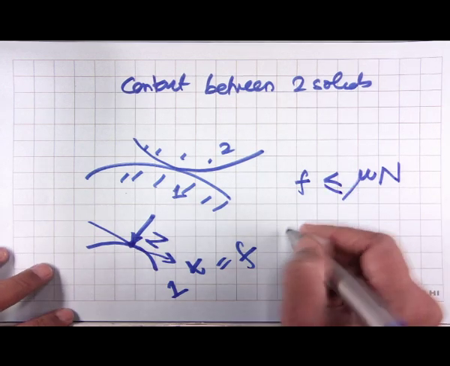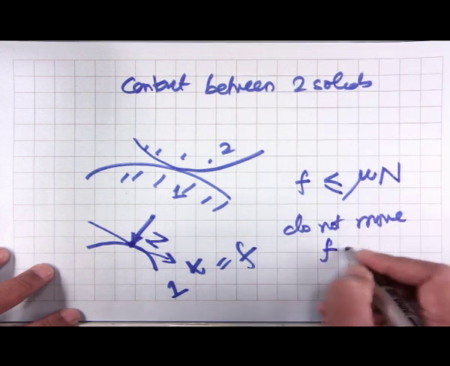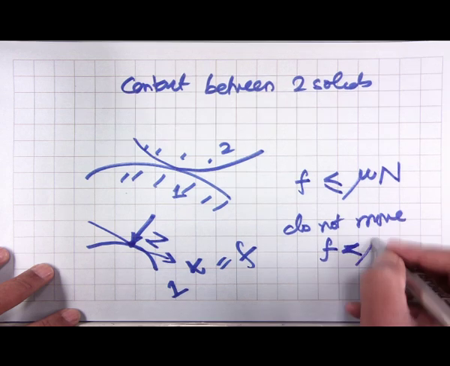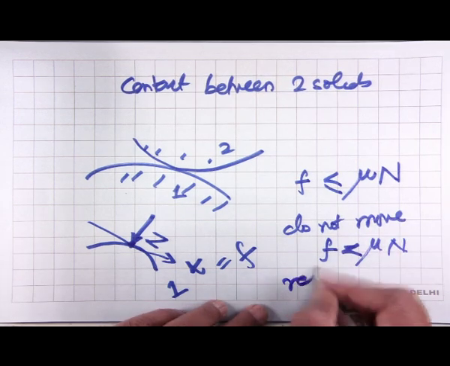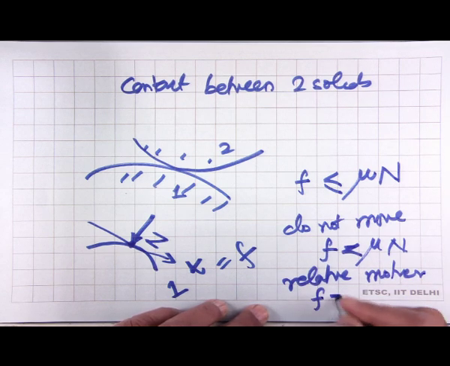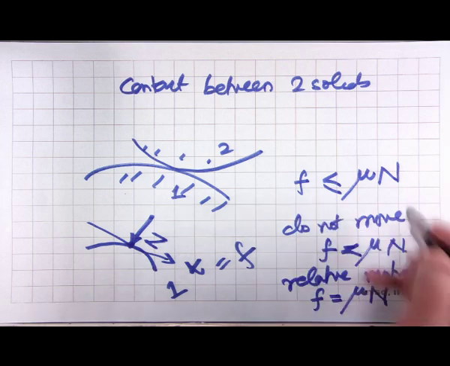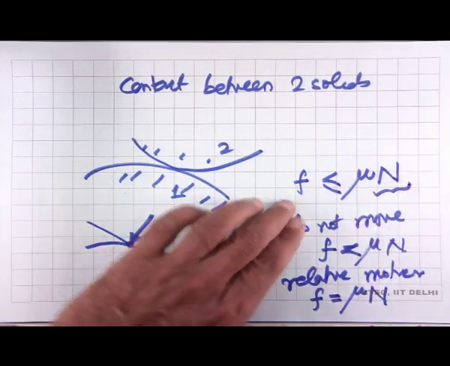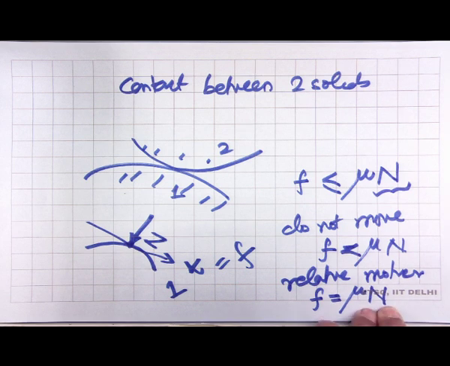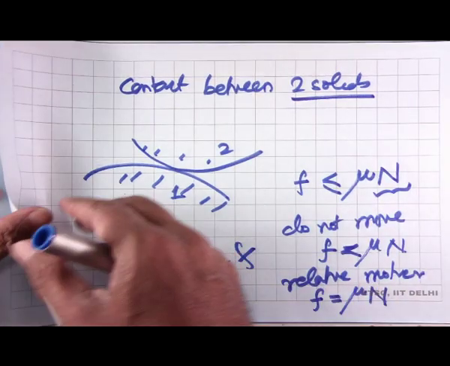When the bodies do not move, there is no relative motion, then this friction force is less than mu times N, but when there is relative motion, the friction force is equal to mu times N. So, that means the friction force is written as a product, or as directly related to some other force, and that is what happens when the contact is between two solids.